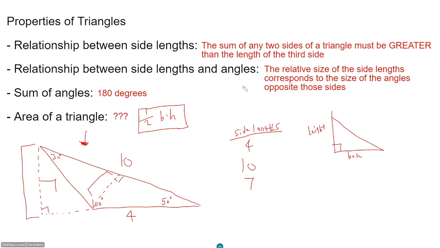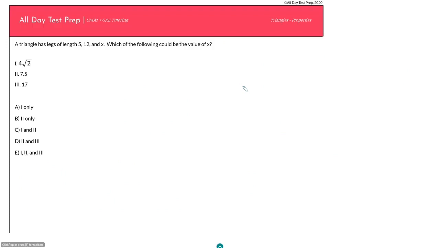So let's do a question involving our basic properties of triangles. A triangle has legs of length 5, 12, and x. Which of the following could be the value of x? And so we've got a triangle that looks like this. We've got some side 5, some side 12. What is the possible value for a third side, x?